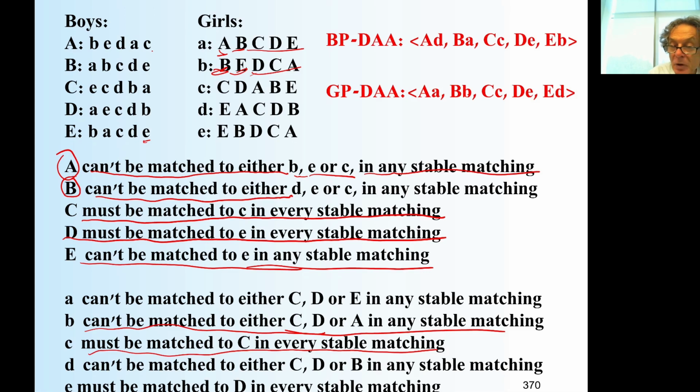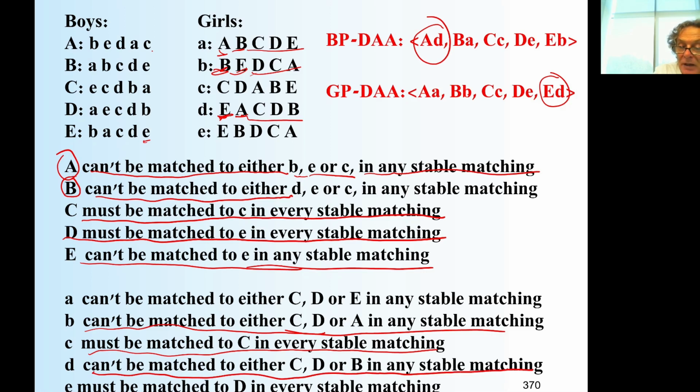Great. Let's talk about girl D. Girl D is matched here with E and here with A. A is the worst, because this is the boy proposing. D gets A, the worst, and she can get E, the best. Let's look at girl D. E, the best, and A, the worst. She cannot get C, D, or B. She can't be matched to C, D, or B in any stable matching.